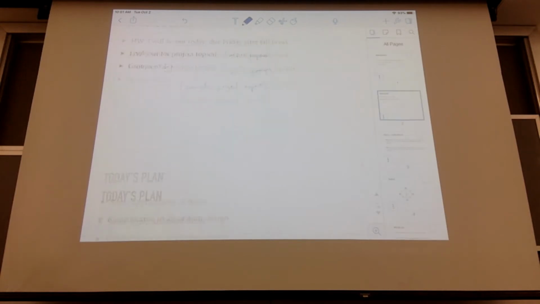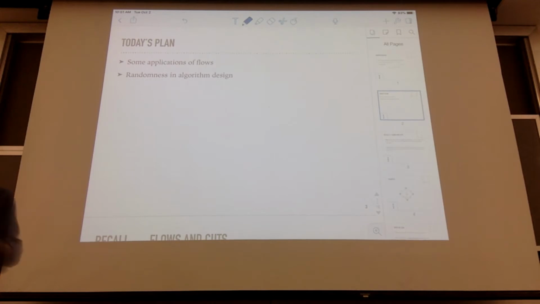Alright, so the plan for today is we'll continue the topic of flows. We'll see a couple of applications of flows. And I switched around the topics a little bit. I wanted to do linear programming. Then I realized that if I did probabilistic algorithms, then I can do some more interesting stuff in linear programming. So I thought I would do randomized algorithms first.